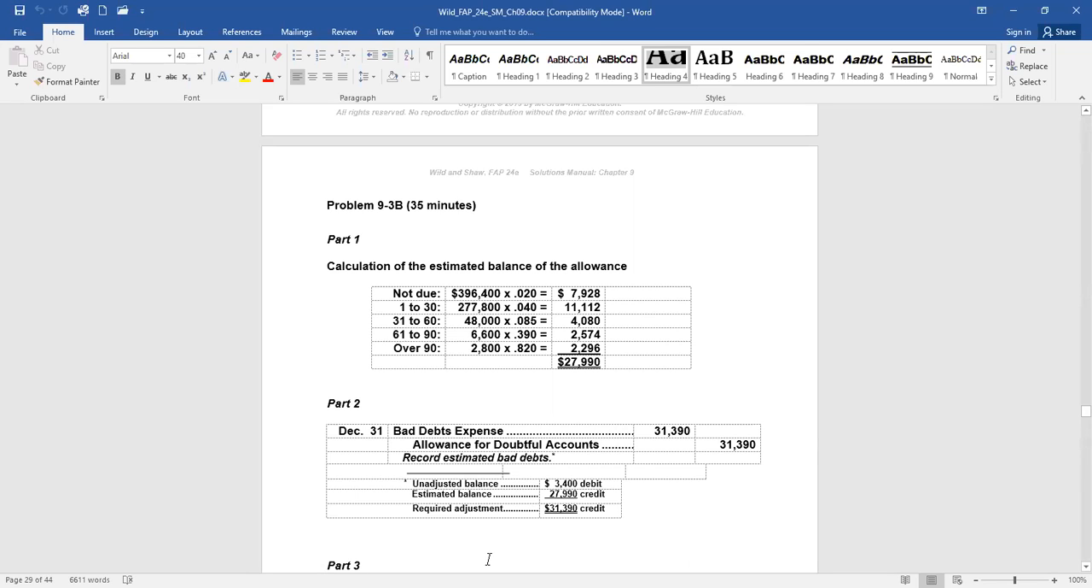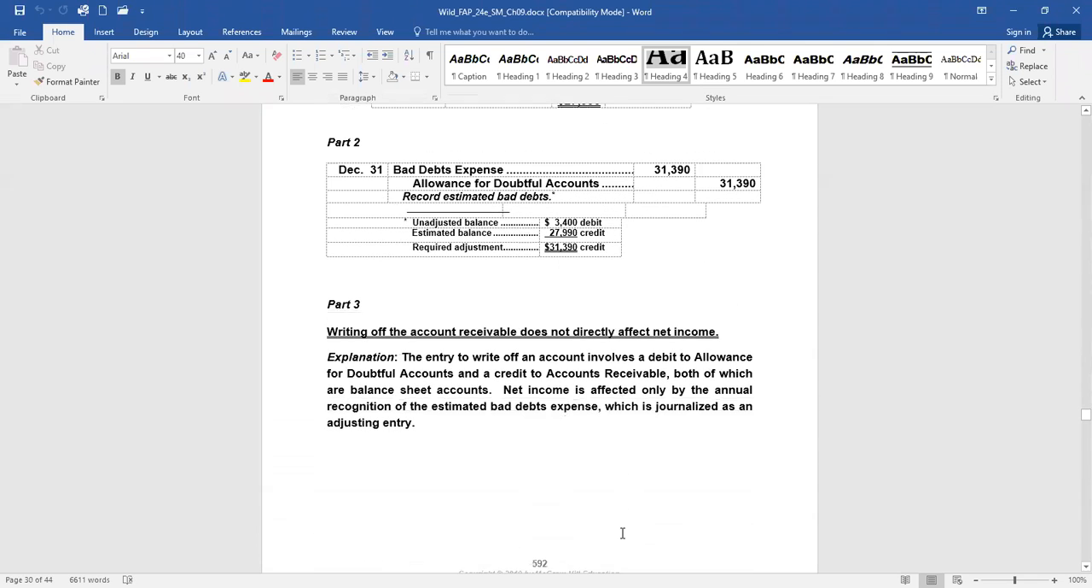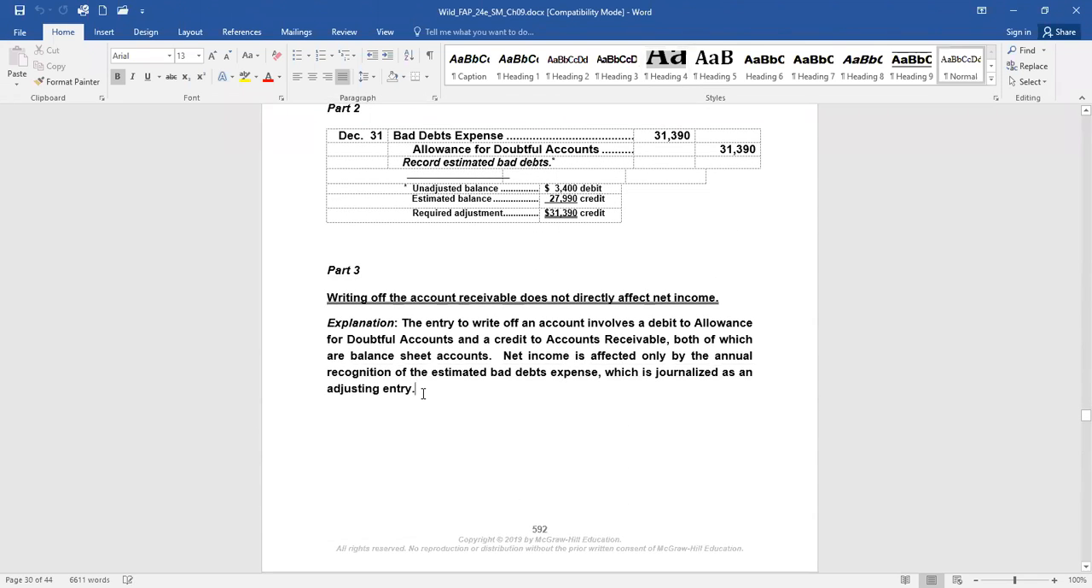Now, on July 31st of the following year, Hovac concludes that a customer's $3,455 receivable is uncollectible and the account is written off. Does this directly affect net income? And the answer is no. Remember, what's our journal entry then on 7/31? There we go. We're going to debit the allowance for doubtful accounts, $3,455.